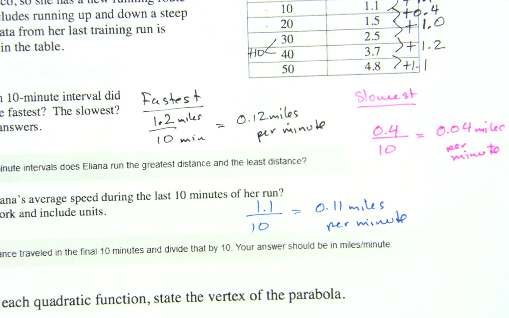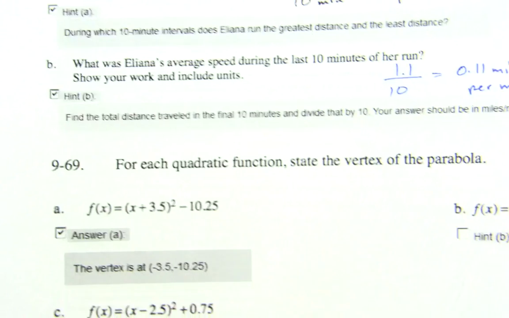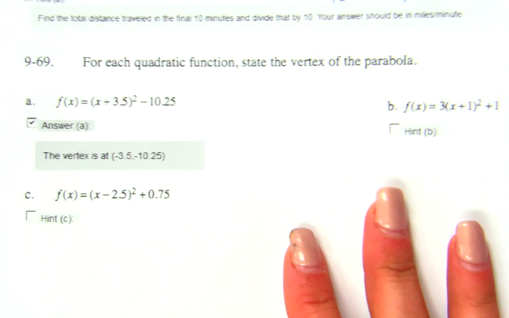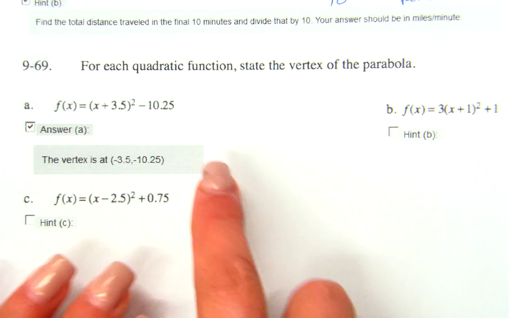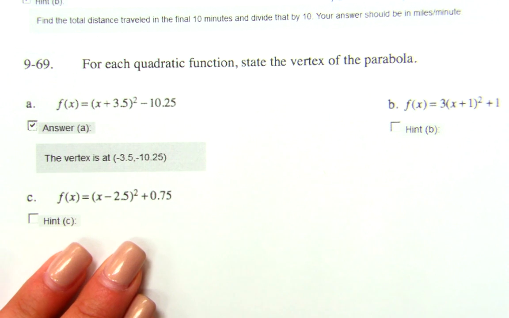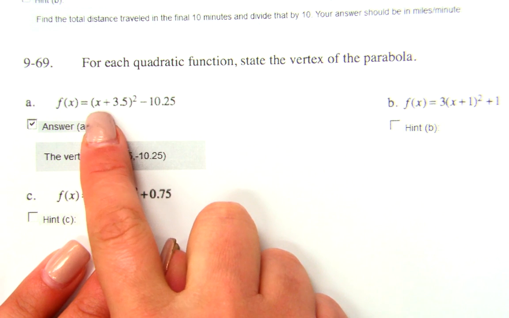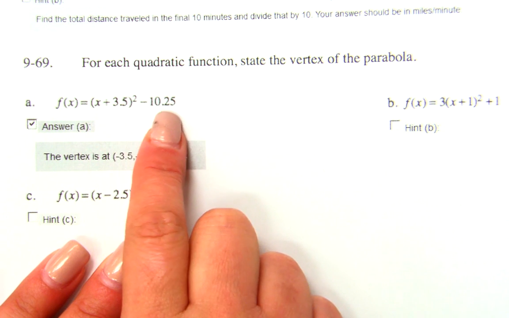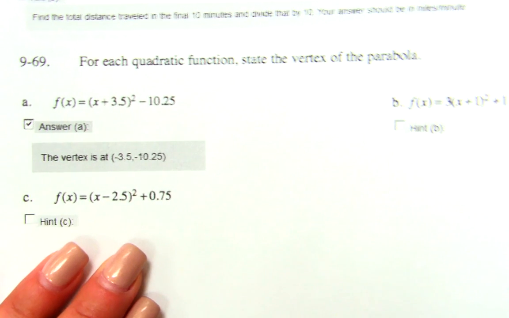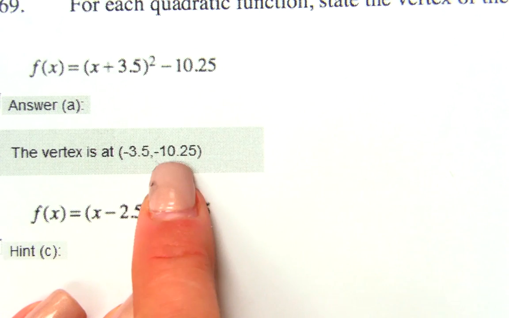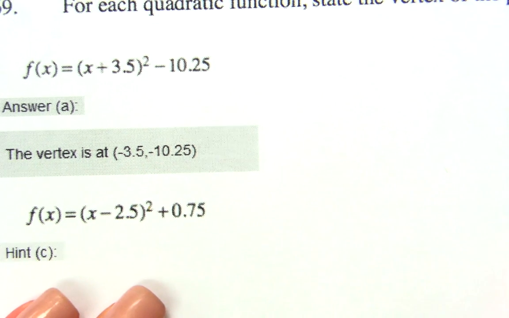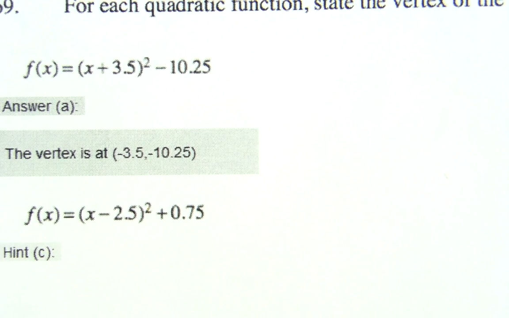And then let's do 69. There's not really much to do with 69. You just have to state the vertex. For each of the quadratic functions below, state the vertex of the parabola. The first one is done for you, so you can pretty much figure out what to do from here. The x plus 3 squared minus 10.25. So your vertex is at negative 3, and the y-coordinate of your vertex is going to be negative 10.25. The rest, B and C, should be pretty easy to do from there.